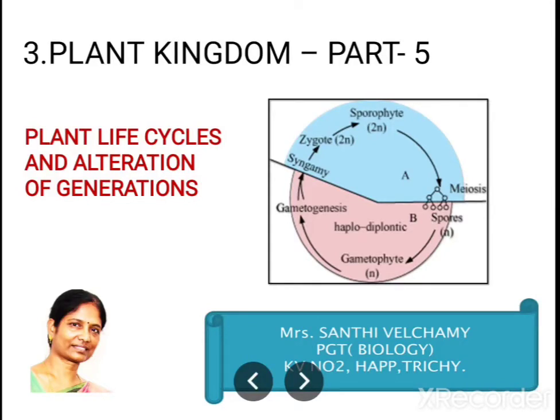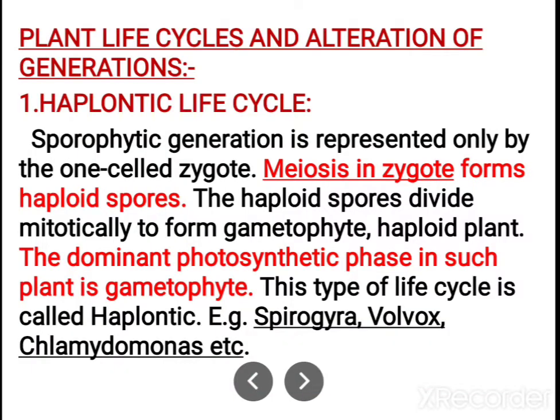So today we are going to see the concluding part of the chapter Plant Kingdom. Today we are going to learn the plant life cycle and alternation of generations. Let us go inside the chapter.